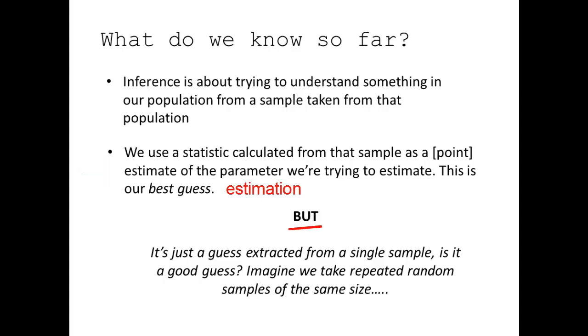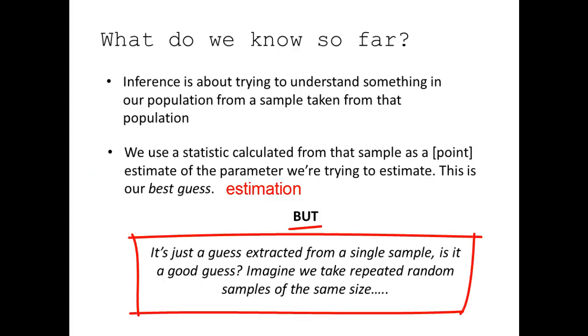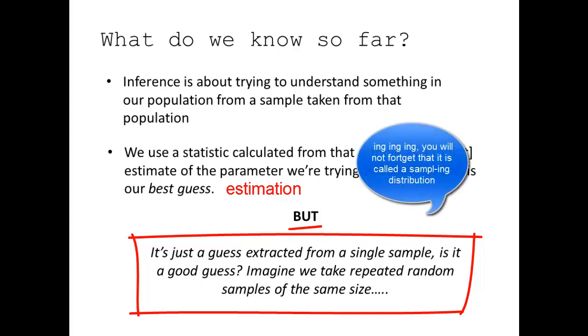But it's just a guess from a single sample. How good is our guess? How certain can we be? What is the uncertainty in our estimate, our guess? We have some idea that it's close to our true parameter, but we do not know how close. We can try to quantify this closeness through something called the sampling distribution of the point estimate. That's different from the sample distribution. It's called sampling because it's the distribution from repeated sampling.